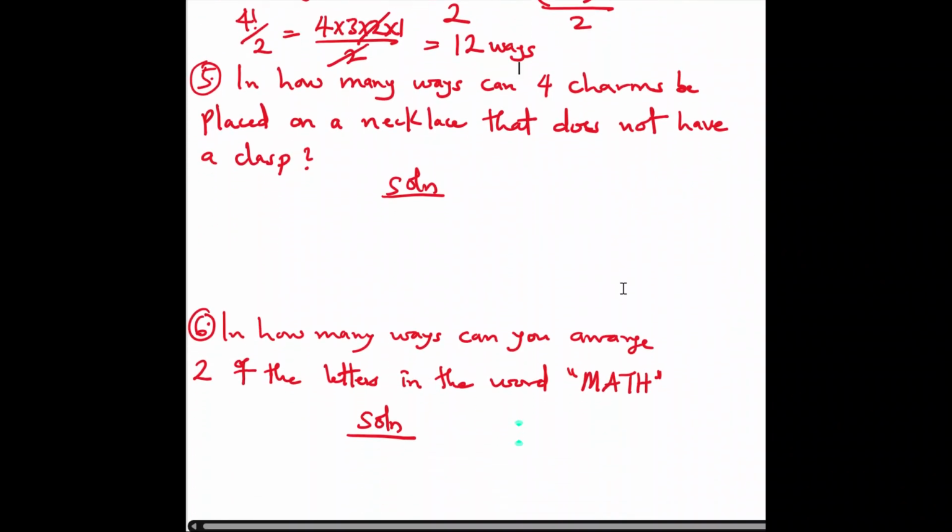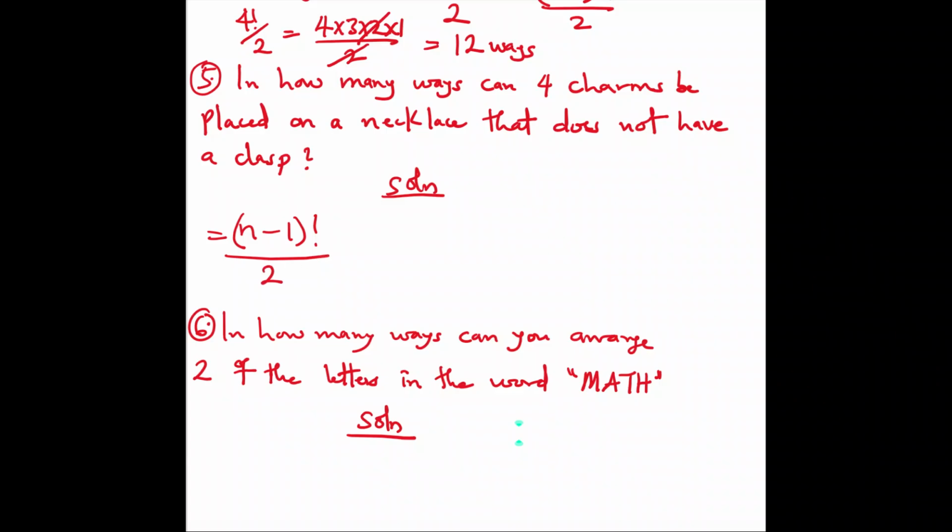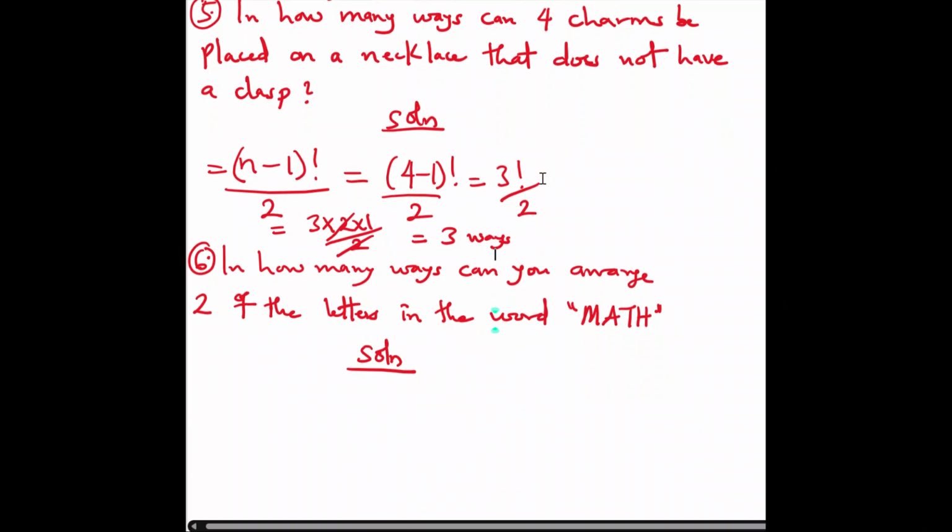So now number 5. It says, in how many ways can 4 charms be placed on a necklace that does not have a clasp? A necklace is also circular in pattern, right? So the formula will still be n minus 1 factorial divided by 2. Okay, so now n is 4. So we have 4 minus 1 factorial divided by 2. So that will be 3 factorial divided by 2. So that will be 3 times 2 times 1 over 2. So 2 will cross out 2. So it's going to be 3 ways that 4 charms can be placed on a necklace that does not have a clasp. Okay.